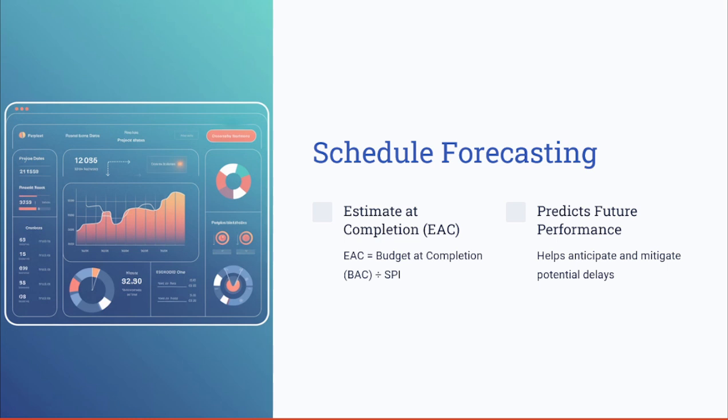So again, the estimate at completion, or the EAC formula, can be calculated as the budget at completion, known as the BAC, divided by the SPI, which is the schedule performance index. And we are also going to cover this when we come to controlling the cost. We're going to cover the budget at completion, the BAC, and all of these other related formulas that depend on controlling the costs.